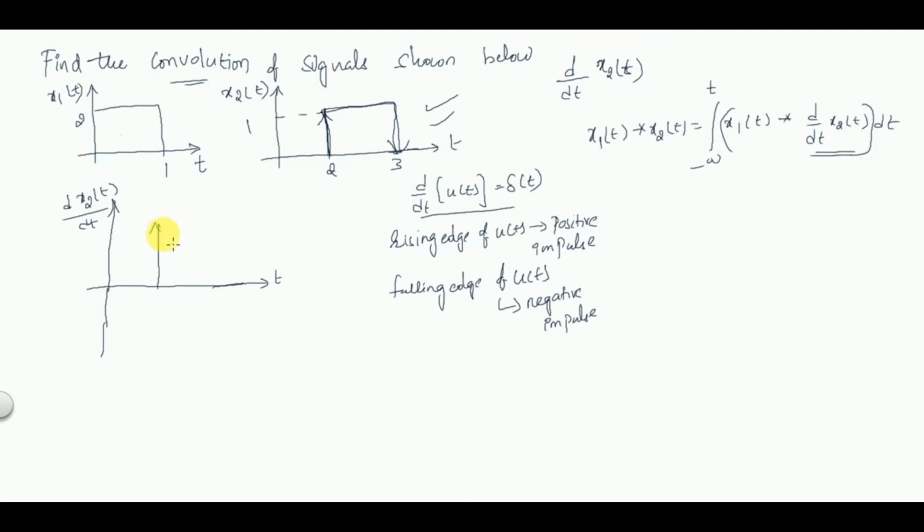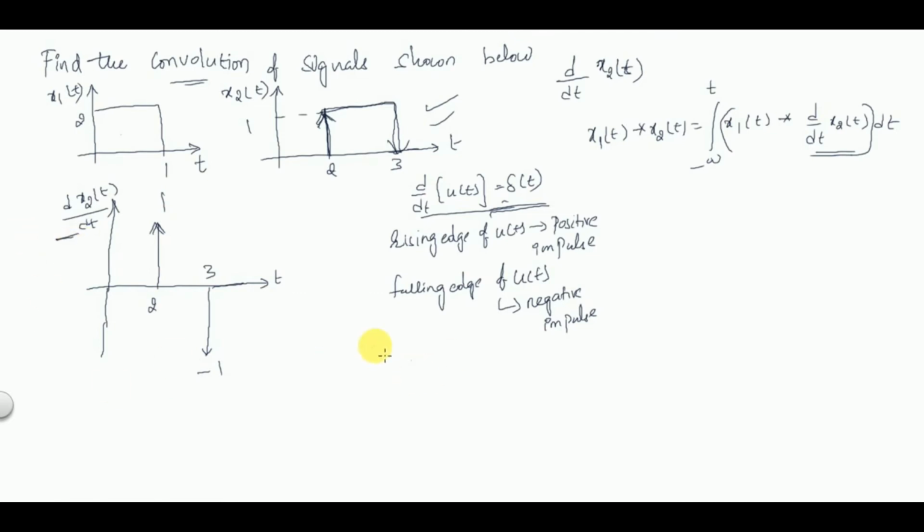Okay, so there is an impulse function at 2 because it is the rising edge. The rising edge of u of t represents a positive impulse. I am talking about differentiation. Its differentiation represents an impulse, a positive impulse, and the falling edge represents a negative impulse, that is, there is a negative impulse at 3. So both amplitudes are 1 and -1 respectively.